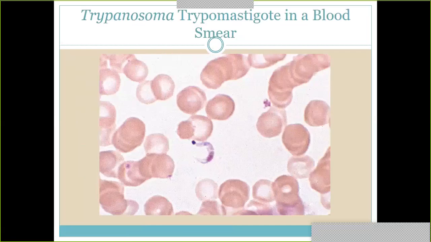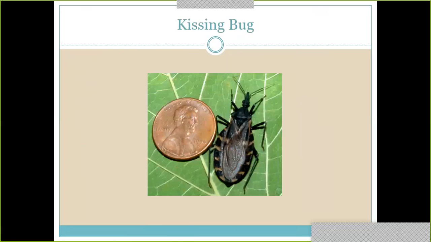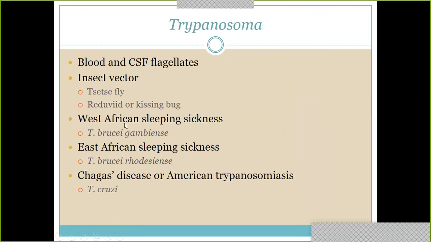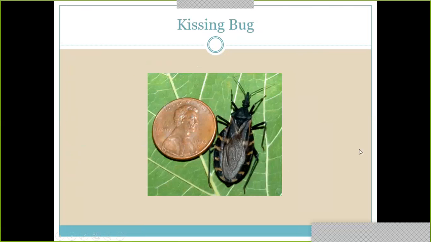I'm going to go back up to here. So the reduviid or kissing bug, and this is what it looks like. Definitely something we get in America. So the penny is there just to give you the size of the bug. And maybe I'm crazy, but I feel like I've seen that bug a lot.